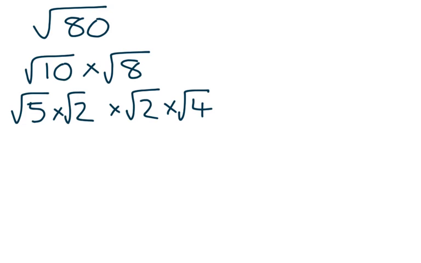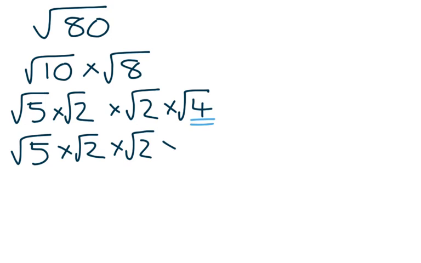Now, is there anything I can do here with these? Do I have any square numbers? Yes, I do. This is a square number here now. So the next line down will be root 5 times root 2 times root 2. And the square root of 4 is simply 2. And then I notice in the middle, I have these two. What is root 2 times root 2?